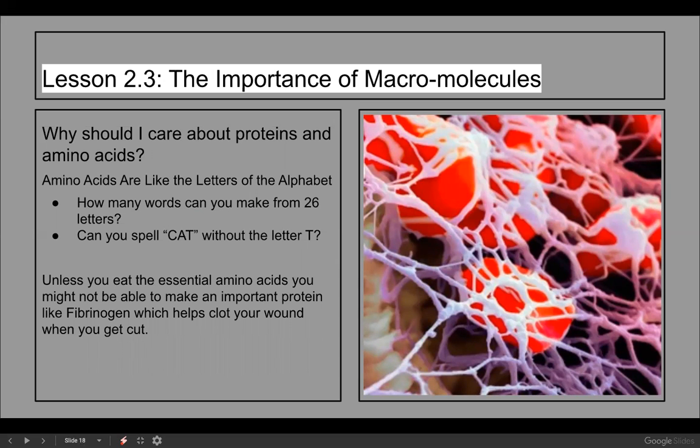Unless you eat the essential amino acids, you might not be able to make an important protein like fibrinogen, which helps clot blood when you get a cut.